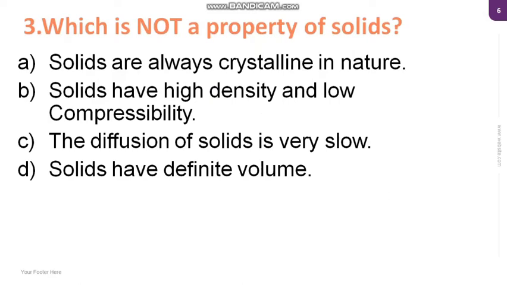Third MCQ: which is not a property of solid. There are four options. Read carefully. Option A is solids are always crystalline in nature. Option B is solids have high density and low compressibility. Option C is the diffusion of solid is very slow. Option D is solids have definite volume.